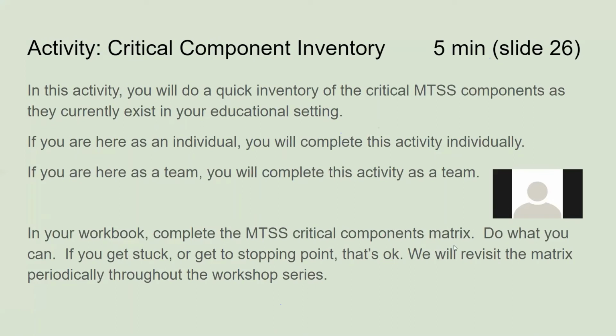But what I'd like to do quickly is a critical component inventory. And so in this activity, which you will find on page 26 momentarily, think about your educational setting or your school and ask yourself how many of these critical components you have in place already. Maybe jot a little note about if you don't have it, what you might have to do to get it or what questions you have. And if you do have it, how well is it working? Or is it something that you think could benefit from some revision and change?